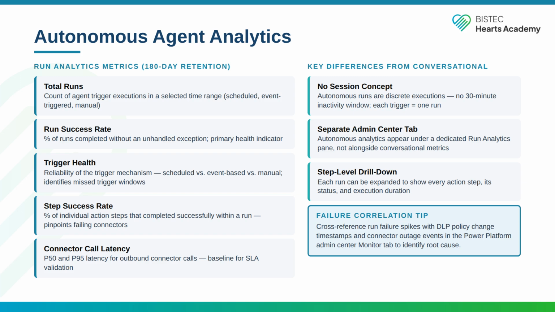Total runs counts the trigger executions in a selected time range, covering scheduled triggers, event-based triggers, and manual executions. This is your workload volume baseline and your starting point for capacity planning.